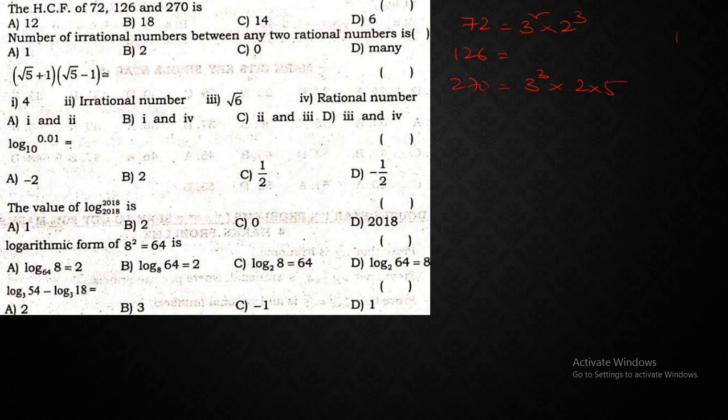Next 126, how can I write it? It goes in the 3 table, 3 4s are 12, 3 2s are 6. Next in the 3 table again, 3 1s are 3, 3 4s 12. Next 7 table, so this goes 2 times. So I can write this as 3 square into 7 into 2.